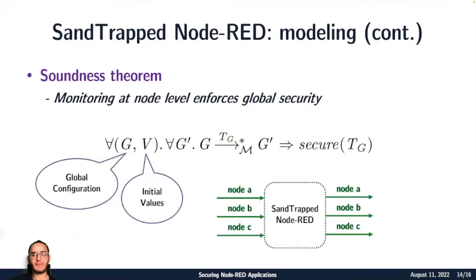We prove soundness and transparency of Sandtrap Node-RED. The soundness theorem states that the monitoring at the level of nodes enforces global security, meaning that any execution under the monitor enforcing the node policies is secure. G here denotes the global configuration of the system, and V is the set of initial values.